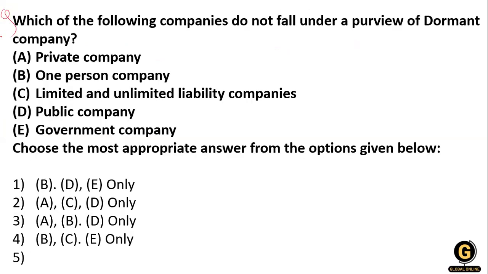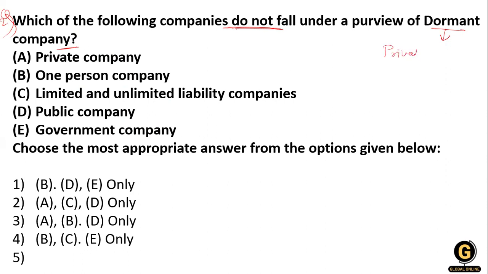Okay. Now the second question, which is on your screen: which of the following companies does not fall under the purview of a dormant company? So here, which kind of company does not fall under the dormant company? The options are: one, private company; one person company; limited and unlimited company; public company; and the government company.